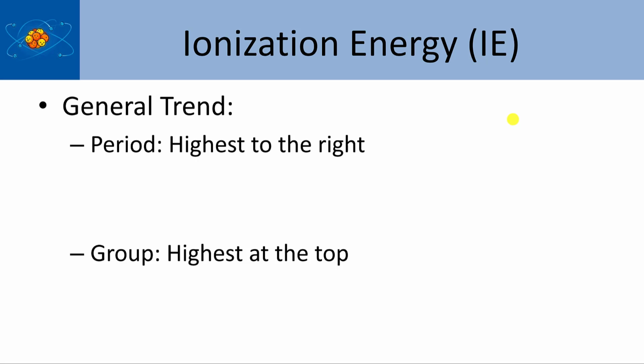So we're going to look at both some specific trends and general trends, but the general trend is it's highest to the right on any period, and the simple answer for that is increasing effective nuclear charge. As the effective nuclear charge goes up, the attraction to the electron goes up, and then it gets harder to take the electron away. If you're thinking back, that's a Coulomb's law type effect as well. You're increasing charge, and increasing charge means higher attraction. It's also Coulomb's law along the group.